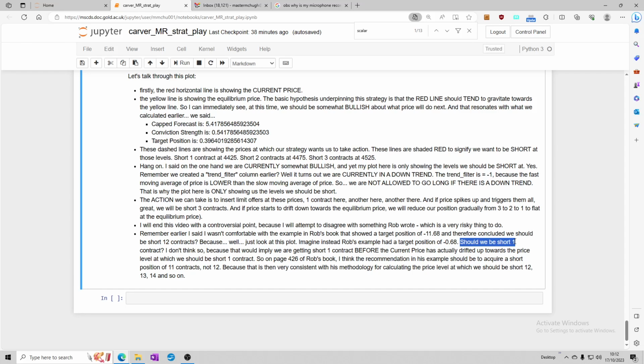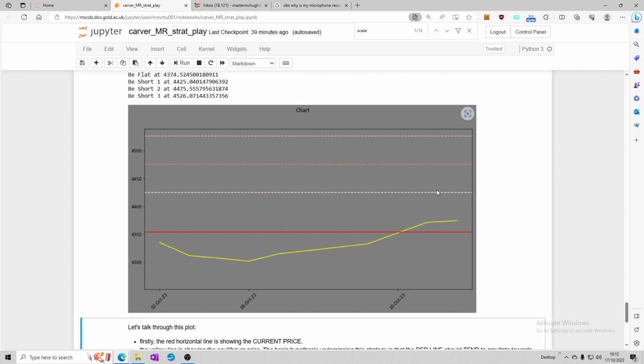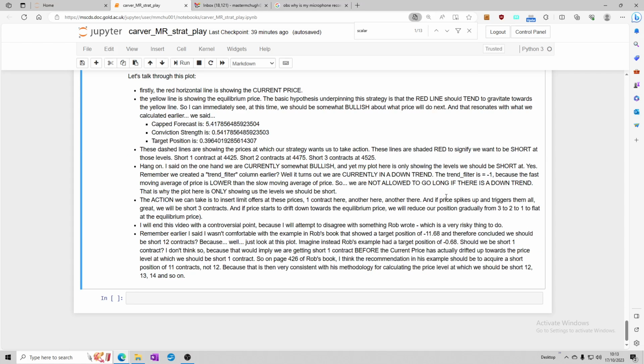Does it follow we should immediately get short 1 contract? Well, in one sense, I don't feel happy about doing that, because then I followed Rob's book and I went on to calculate the levels at which the strategy should be short 1 contract or 2 or 3. And if the current price is implying a target position of minus 0.68, that means price has not yet got as high as this first level. It's only when price gets up to this level would I feel comfortable going short 1 contract.